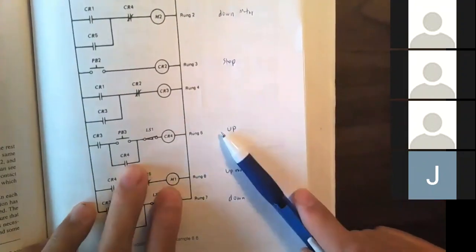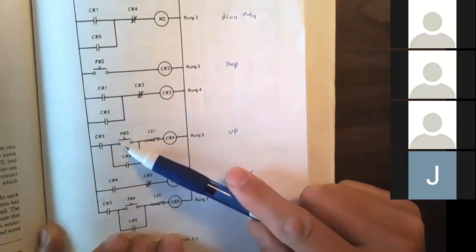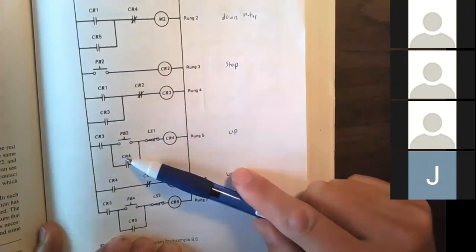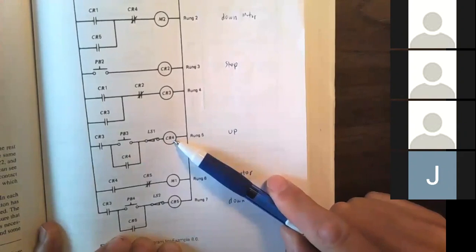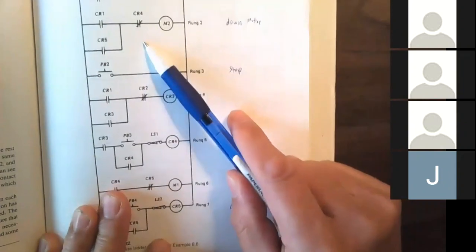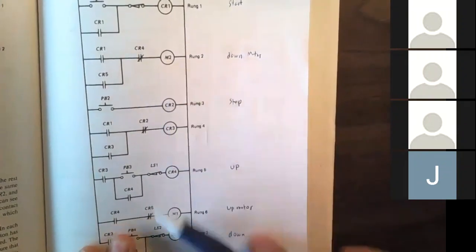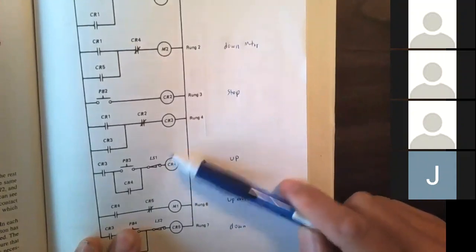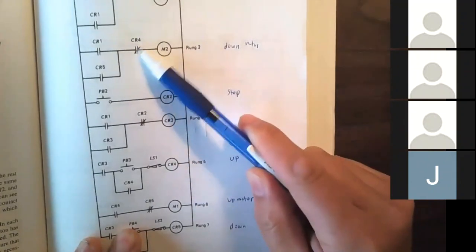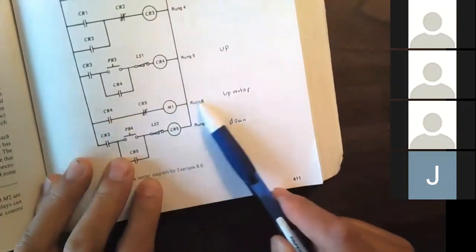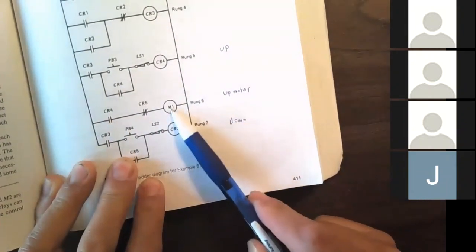What about the up button? This is the up button. That's another memory. Whenever we see this setup, that's a memory. That's a latch. So we push the up button, CR4 latch will engage. When CR4 latch engages, it will disconnect the down motor. So those two motors will never run at the same time. Why? Because when CR4 is engaged, it will disconnect the down motor. And with CR4 engaged, the up motor will be turned on.